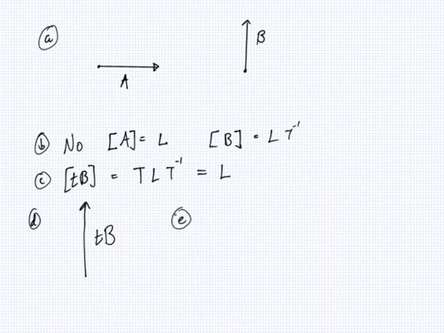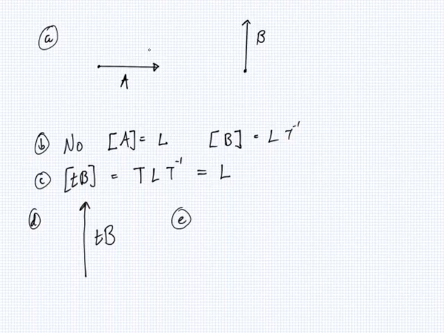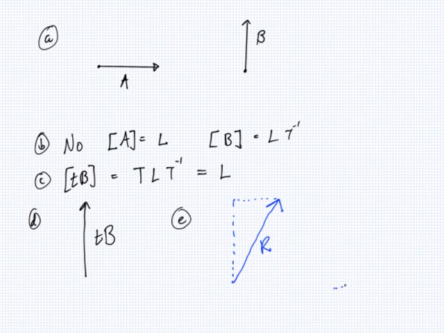Okay, E. Draw A plus TB. So we need to put the A here. And then we can add them together. So let me just copy that here. This is TB, this is A, and this here is the result. By the way, if you did it the other way, if you did A first and TB second, you still get the same answer. It doesn't matter. Okay, and then finally F.